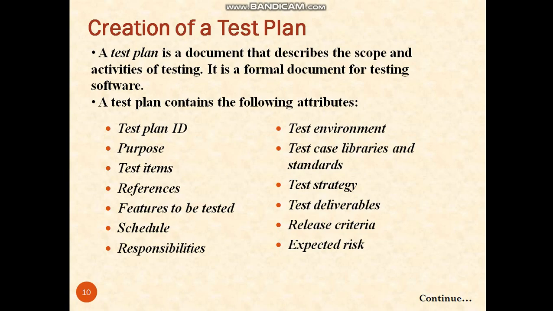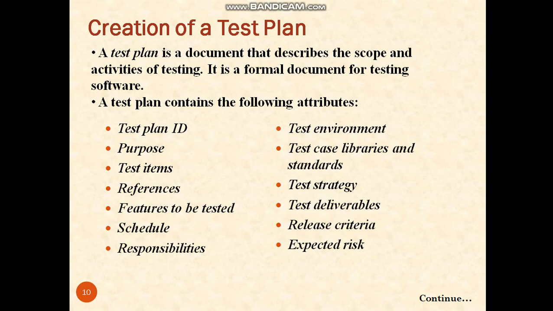Then one more is purpose. The purpose describes an overview of the test plan. It includes the goals, objectives and constraints for testing. Then one more is test items. This includes the list of test items and their versions. Then reference. Reference describes the related documents which are to be referenced if required, such as project plan, configuration management plan, etc.